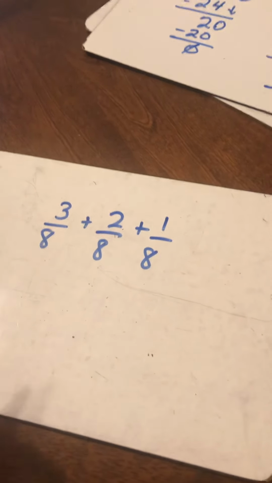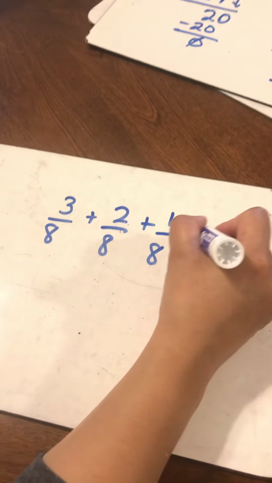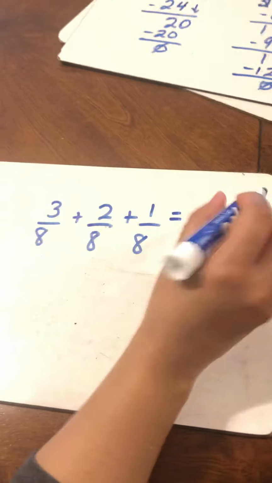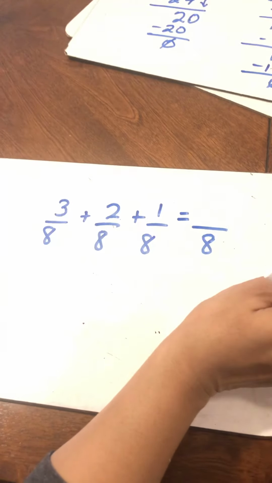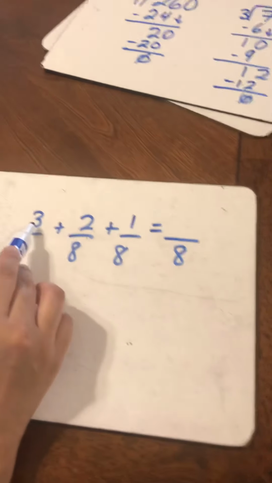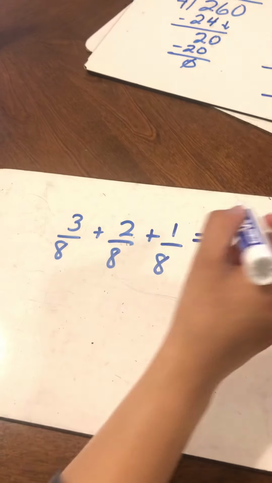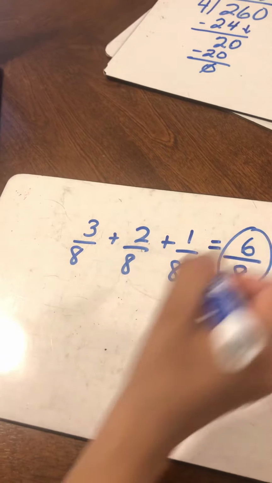So when you add fractions, you just add the numerators. The denominator stays the same. So I just add the numerators. 3 plus 2 is 5, plus 1 is 6. So my answer is 6/8.